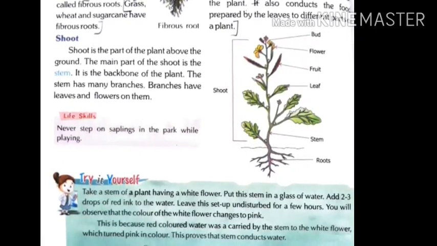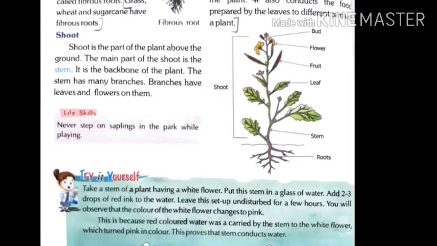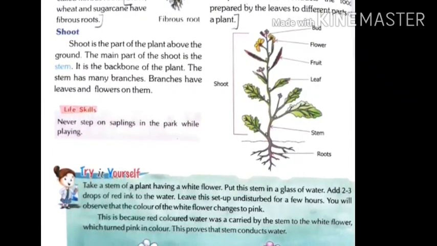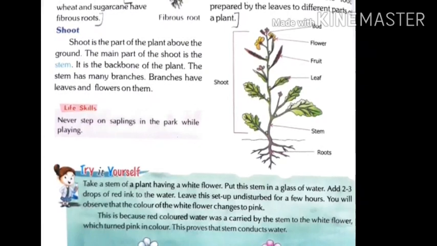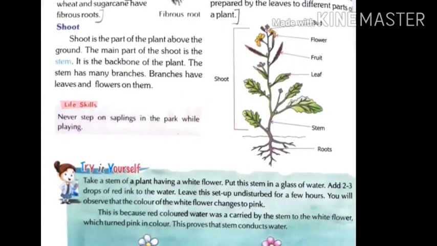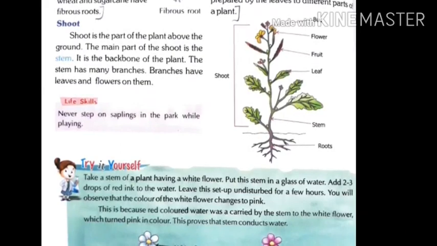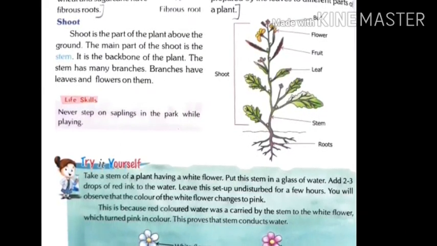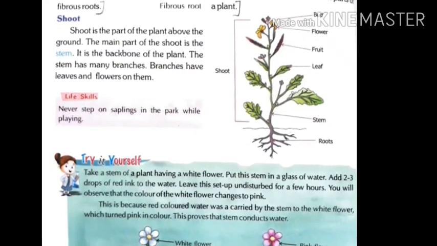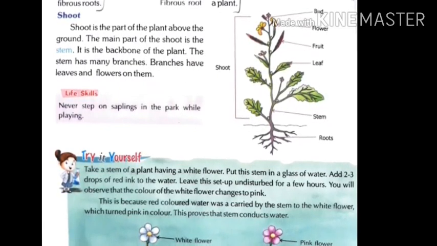Now see children, root is the part of the plant which is under the ground and shoot is a part of the plant which is above the ground, and this is also a main part of the plant, and the main part of the shoot is stem. It is the backbone of the plant, and you have seen this stem. It has many branches, and branches have leaves and flowers on them. Every branch has leaves and flowers also.